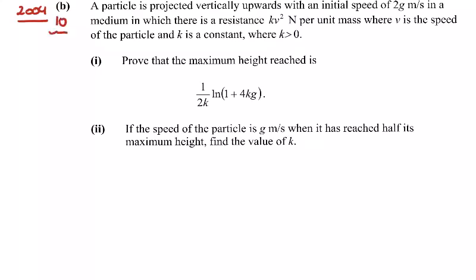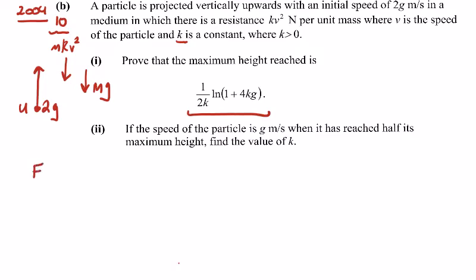2004, question 10b. A particle projected vertically upwards, initial speed 2g. So we have u is equal to 2g, in a medium where there's resistance, so in this direction, kv squared per unit mass, so that would be mkv squared resisting it. And this v is the speed, k is a constant. We're also going to have mg coming down this way for our forces, and prove that the max height reached is this guy here. So let's set up our forces to get acceleration.